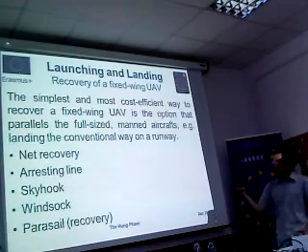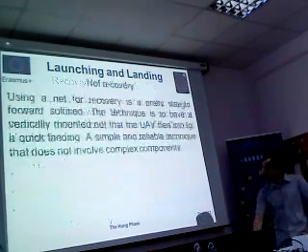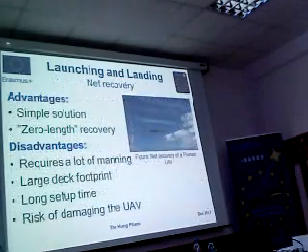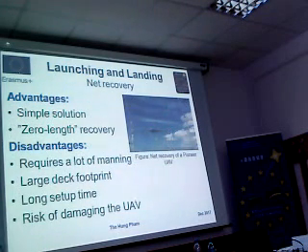So now we are going to see net recovery. We will see this picture. You can see they arrange a net, and they just fly the aircraft into this net.